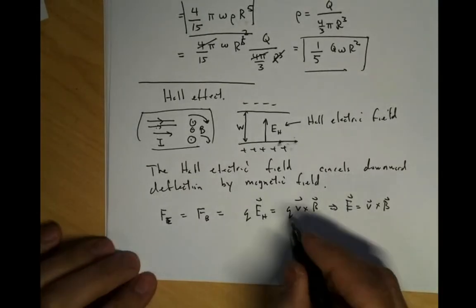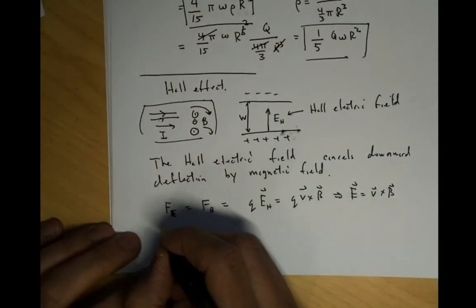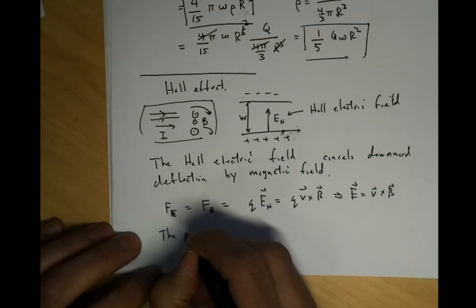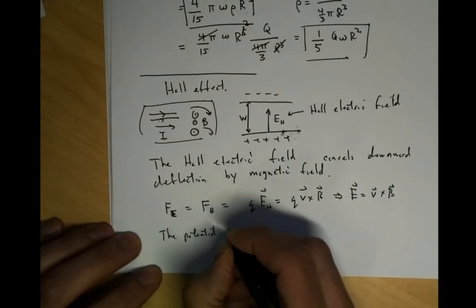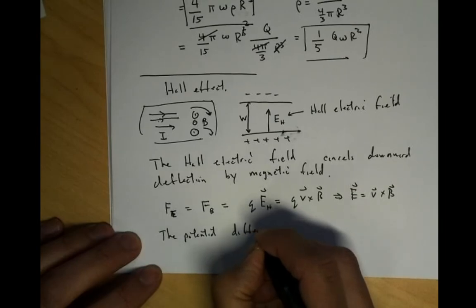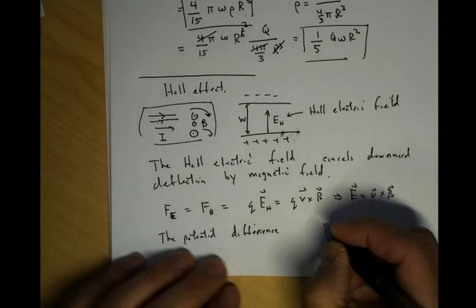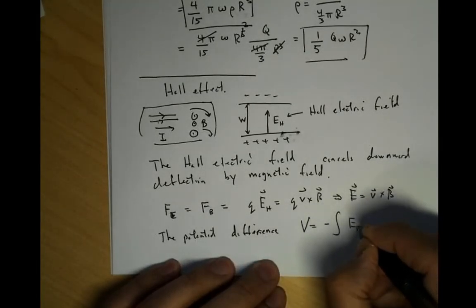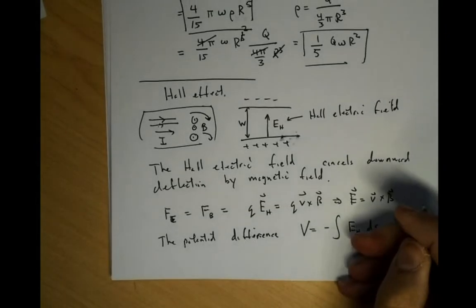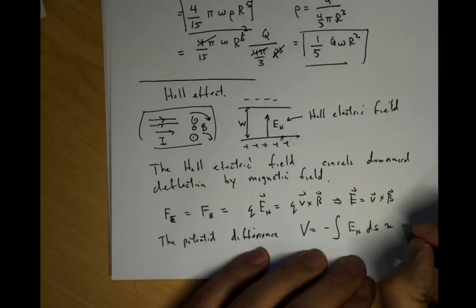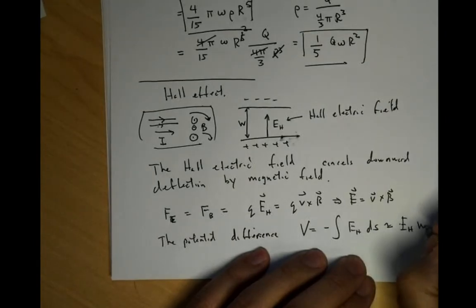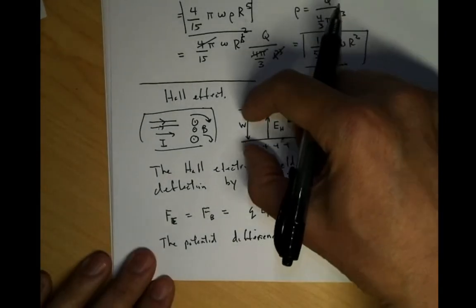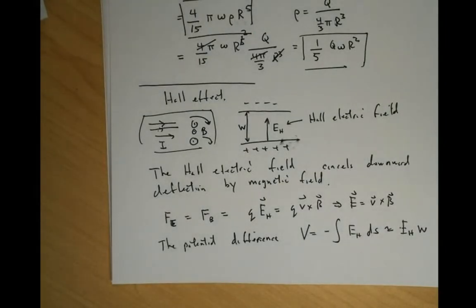Right? So the potential difference V is just minus the integral of E_H over the distance that we care about. That's roughly the Hall electric field times W, which is the width of that conductor there.